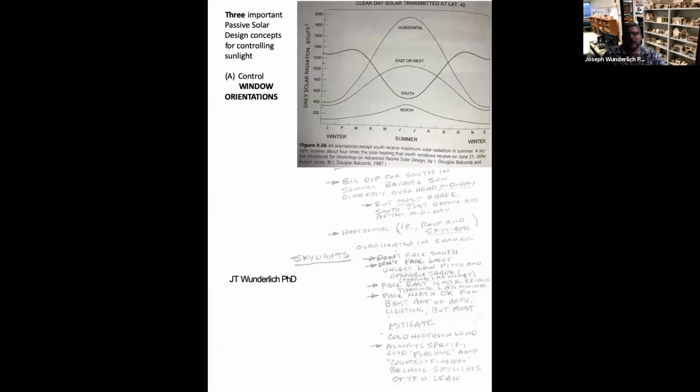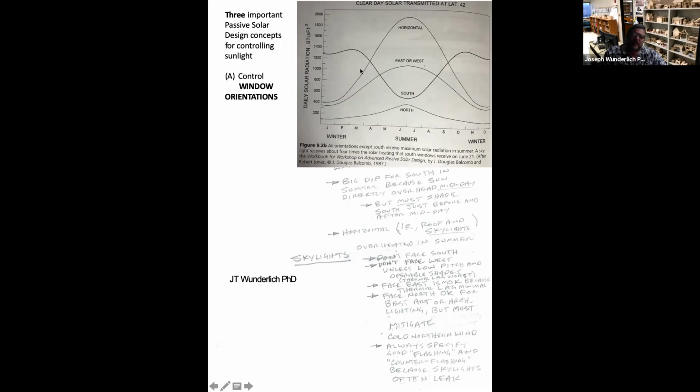All right, so back to the nitty gritty details of the engineering. So this is some important passive solar design concepts for controlling sunlight. We have 3 things here, a couple important things for controlling the way the waves are coming in. You see first the orientation of your windows here, and you see the daily solar radiation on the y-axis in BTUs per square foot. And then you see how it changes per season. The horizontal surface would be a roof, and then you have the elevations of your building, east and west and south.